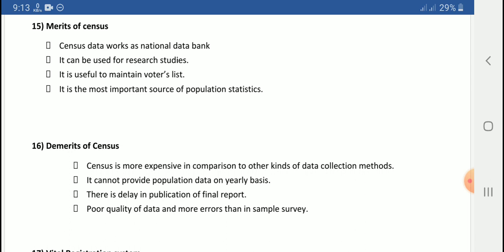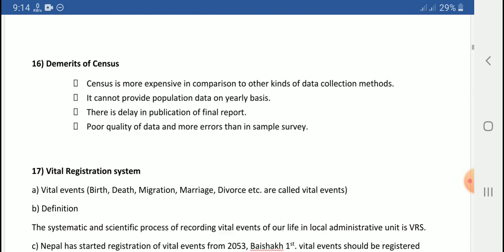There is a delay in publication of the final report. It takes time to collect and process the data. That's why there is poor quality of data and more errors than in sample survey. We will read sample survey. Whenever you read sample survey, then you will realize this point.